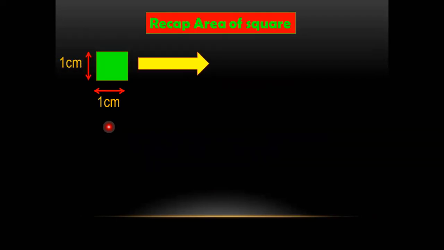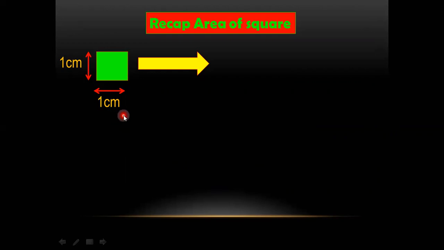Let's recap a few things. First of all, let's see a square. For example, its one side is 1 centimeter. And if its one side is 1 centimeter, all its sides will be 1 centimeter because it's a square. So the other side, let's say, is also 1 centimeter. If I want to find out the area, I will multiply this 1 with this 1 to get its area, because the formula is length multiplied by length.